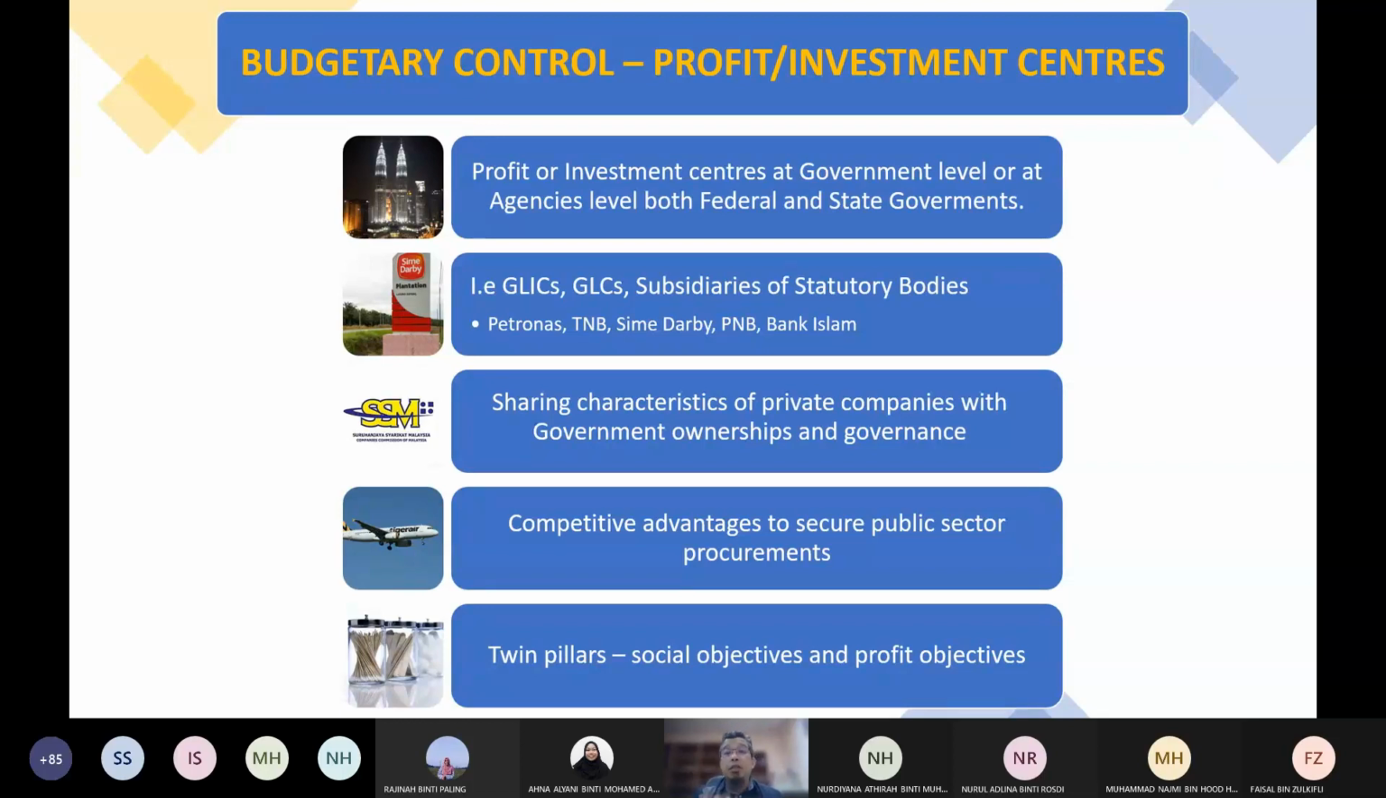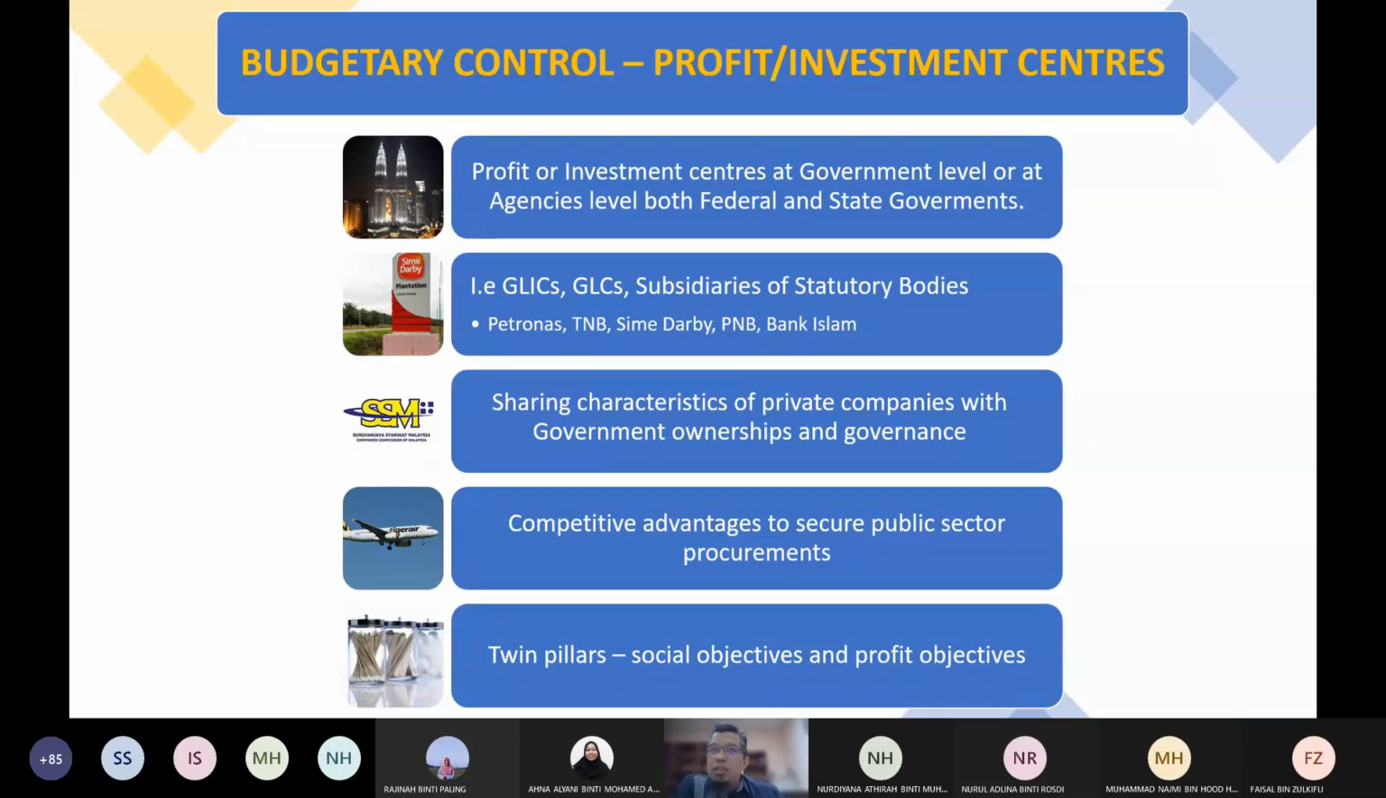Subsidiaries of statutory bodies are also definitely profit or investment centers. They share characteristics of private companies with government ownership and governance, because they have government ownership. They have a competitive advantage to secure public sector procurements. Sometimes they have that as an advantage because they are part of the government. And sometimes in services, they have more flexibility and can bring in more expertise.